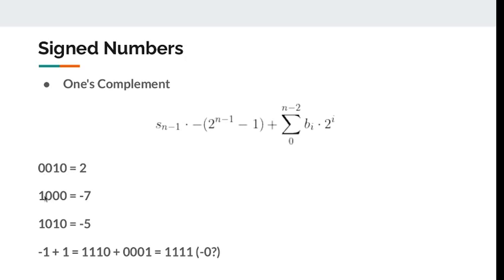In this case, you can see that it's a negative number. You just invert all the bits and you have the number 7. And in this case again, it's a negative number. When you invert all the bits, you're gonna have 5.